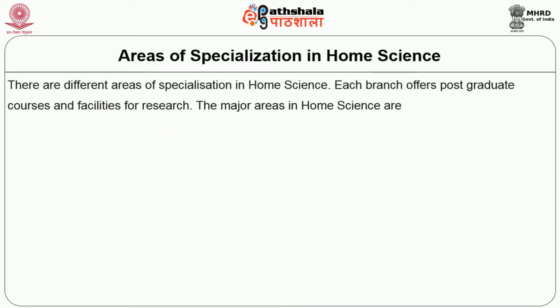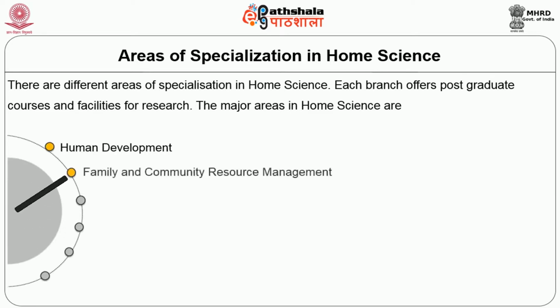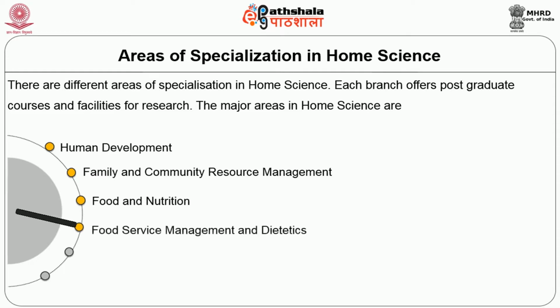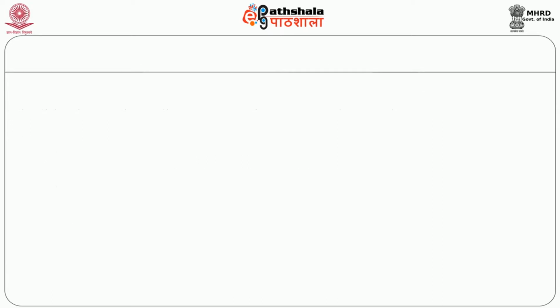There are different areas of specialization in home science. Each branch offers postgraduate courses and facilities for research. The major areas in home science are human development, family and community resource management, food and nutrition, food service management and dietetics, textile science, and extension education.